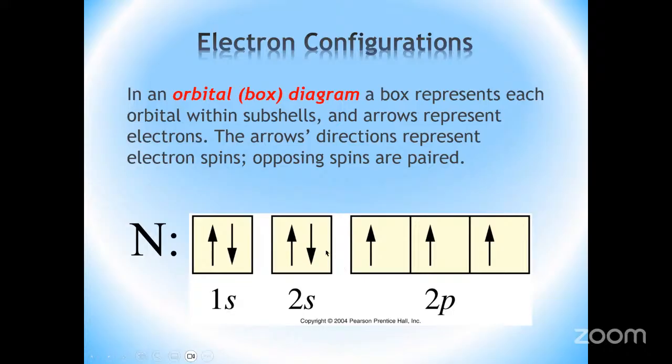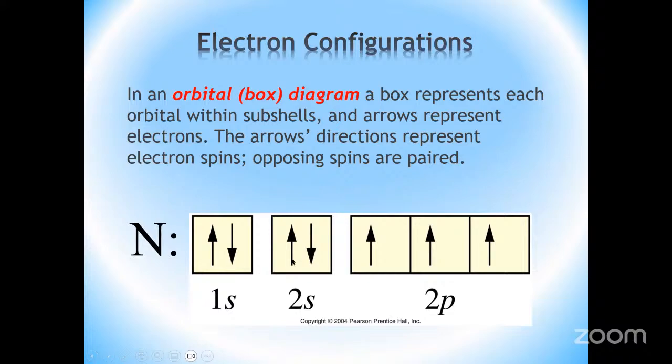Just to give an example, the electron configuration of nitrogen is shown here using the orbital or box diagram. You'll notice, and this will become important later on, that the two electrons occupying the same orbital will be spinning in the opposite direction, which is a direct requirement of what is called the Pauli exclusion principle. The same is true here.